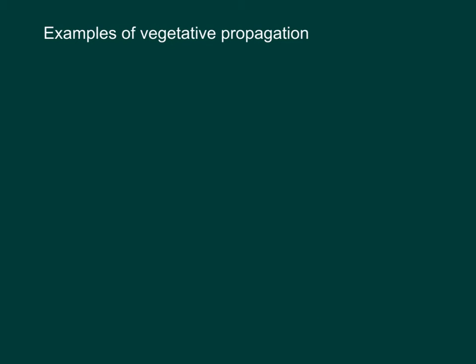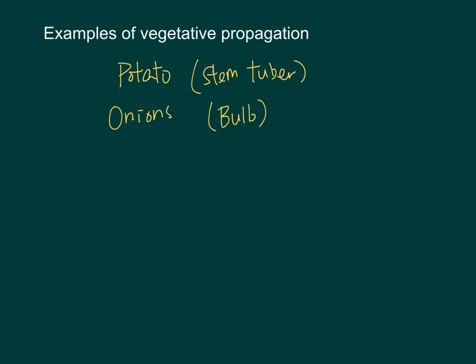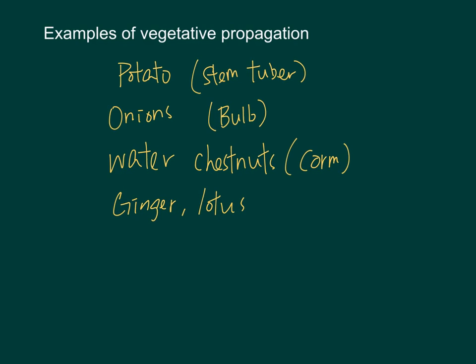Now let's take a look at some examples of vegetative propagation. The potato is a storage organ that we all like to eat and is an example of a stem tuber. Onions have fleshy scale leaves and are examples of bulbs. Water chestnuts are an example of what we call the corm. Finally, ginger as well as lotus, we are all familiar with them. They are examples of rhizomes. They are all storage organs.